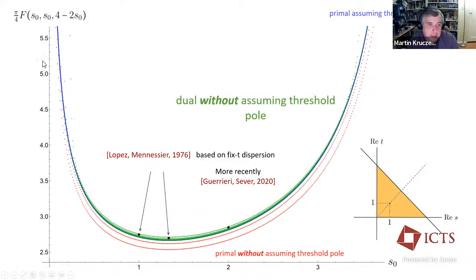And this is the maximum. So once again, this is the primal. You go from below, and the green goes from above, and they converge into that blue line. So the blue line gives you the maximum value that the amplitude can have for any value of S naught in this triangle. These black diamond points here were some results from Lopez and Mennessier from the 70s.